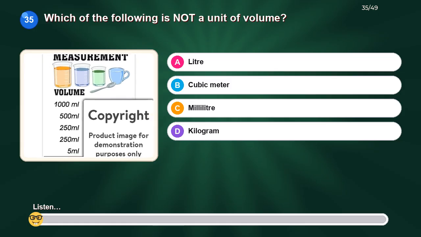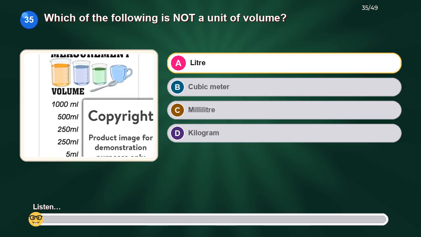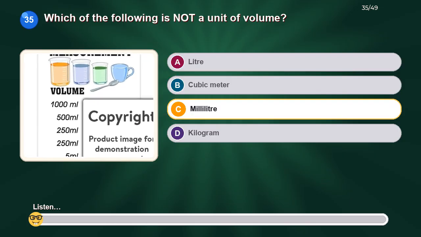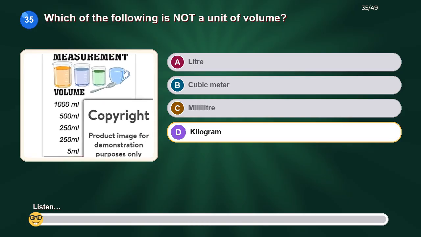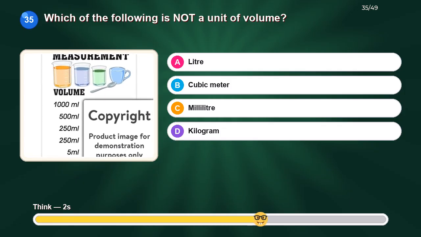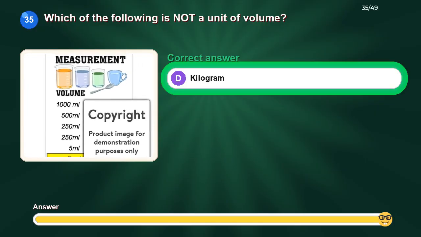Which of the following is not a unit of volume? Option A, liter. Option B, cubic meter. Option C, milliliter. Option D, kilogram. The correct answer is kilogram.